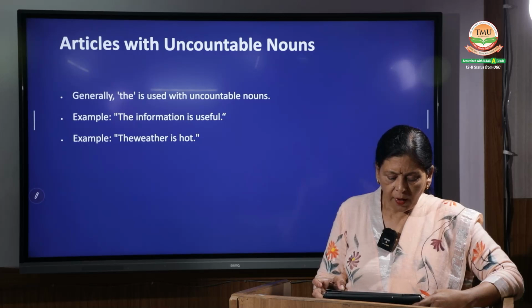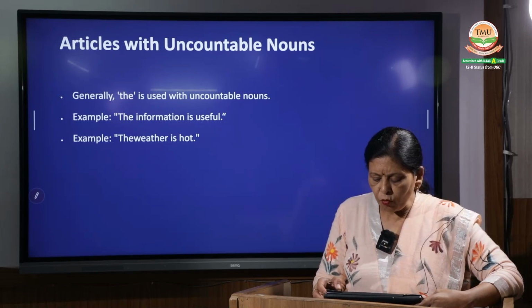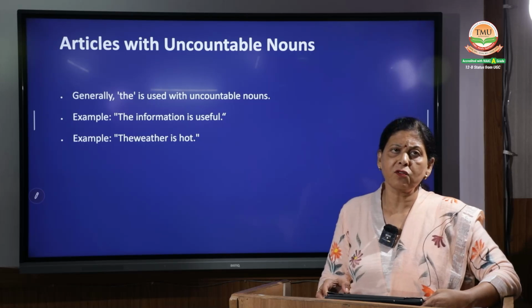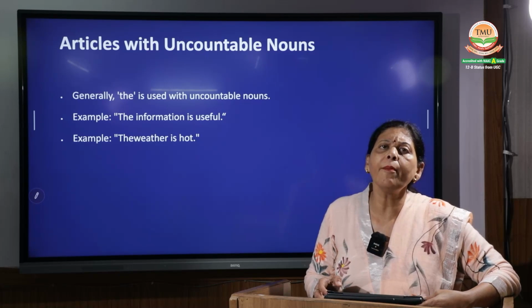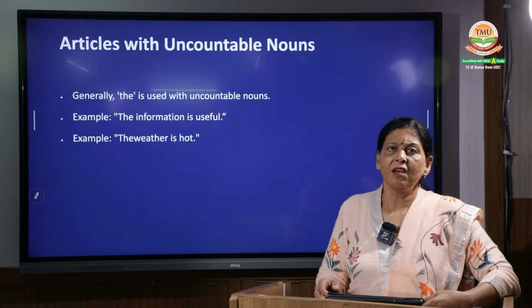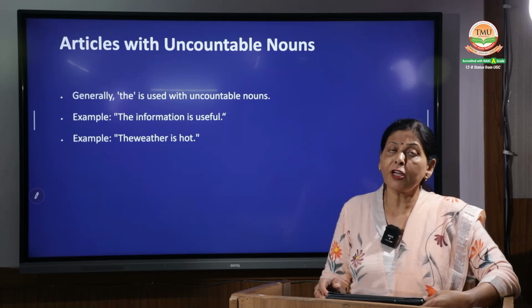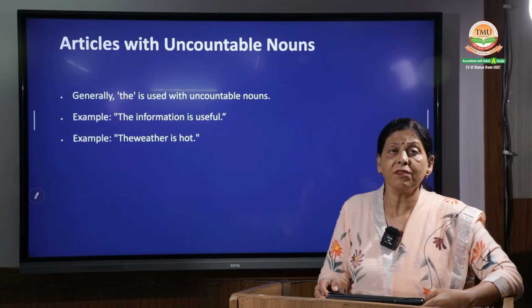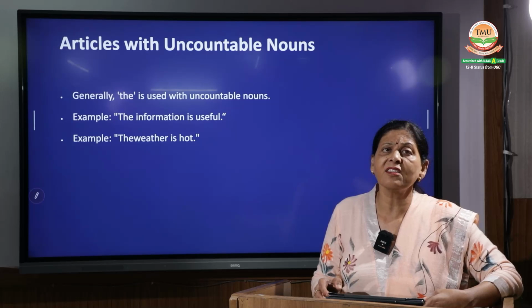Now, the next rule is the. The can be used with both singular and plural. I have discussed this before also, that the can be used with singular and plural both. A cat. I saw a cat in the room. So here we are talking about one cat, a cat. We are referring to one cat. And where did I see the cat? I saw the cat in the room.